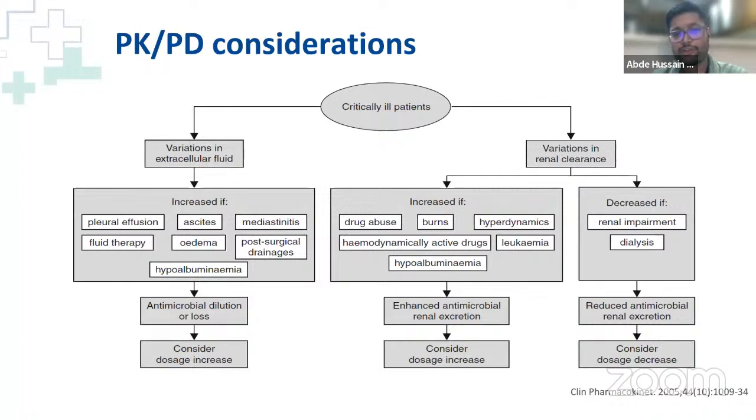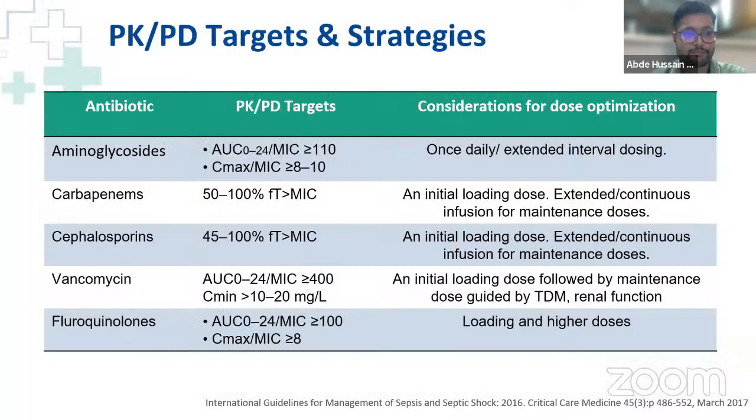The PKPD consideration, mostly the changes in the volume of distribution and the clearance of drugs, should be considered each and every time while prescribing an antibiotic. So we can see from all the changes how the extracellular fluid is increased. We can see how the clearances of the various antibiotics can get affected, and all these factors should be considered while choosing an antibiotic.